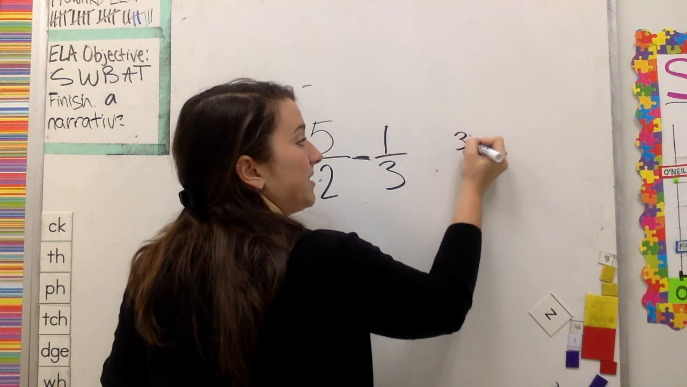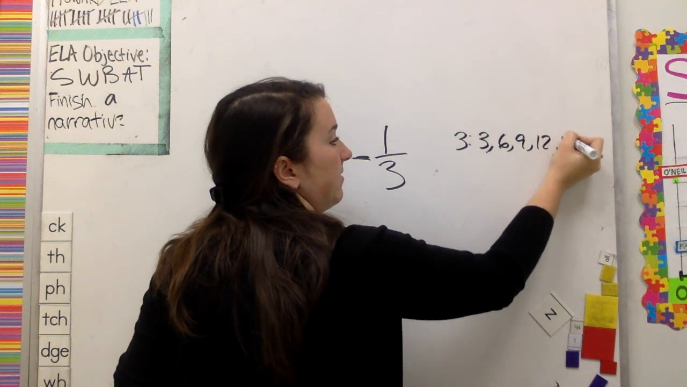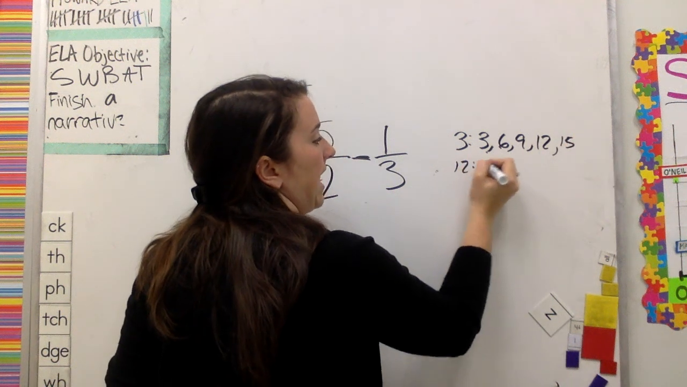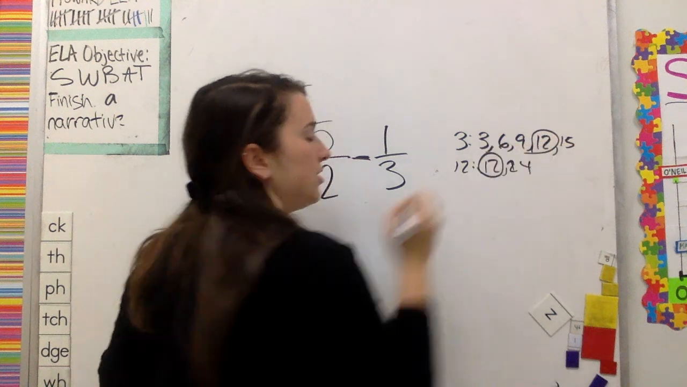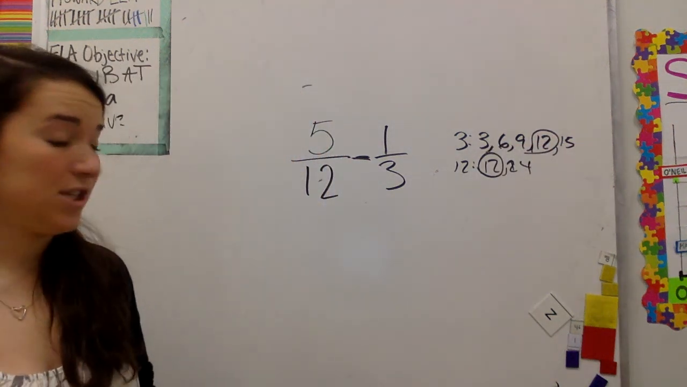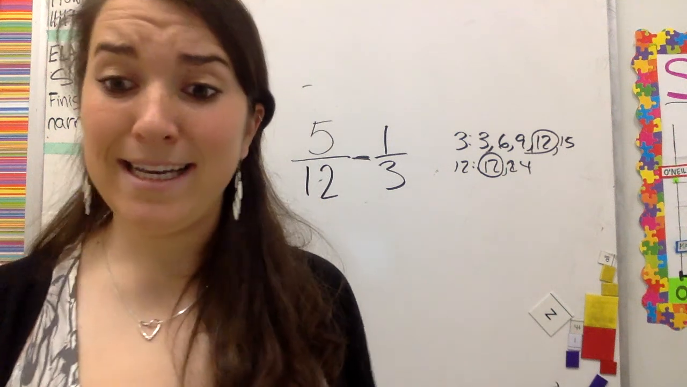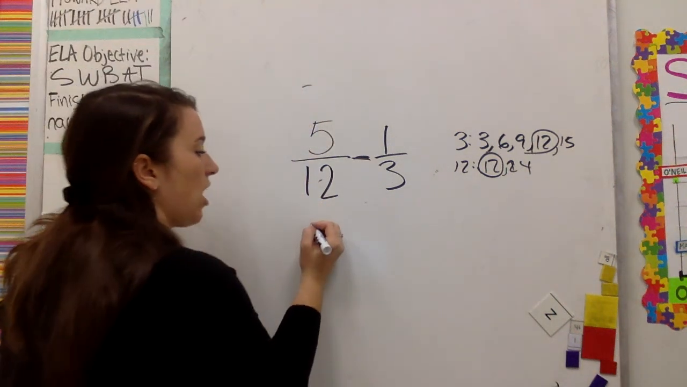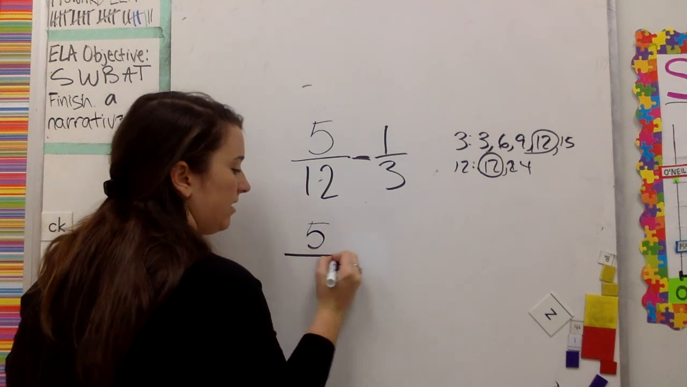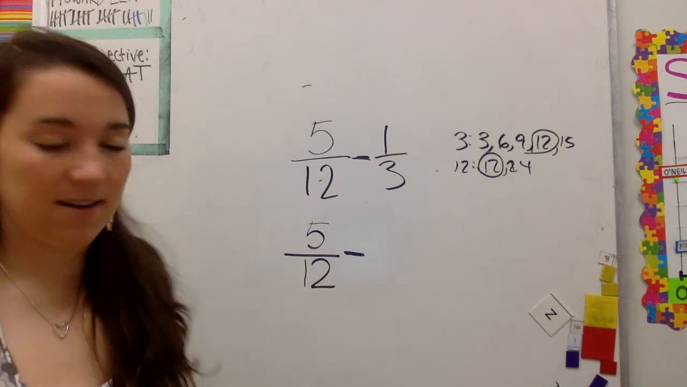So I'll list my multiples on the side. I have 3, 6, 9, 12, 15 for 3. I have 12, 24 for 12. I can stop because I already see one in common. So my least common denominator is going to be 12. This means that both of my fractions need to have a denominator of 12. But I see here that this fraction already has a denominator of 12. So this one stays 5/12.